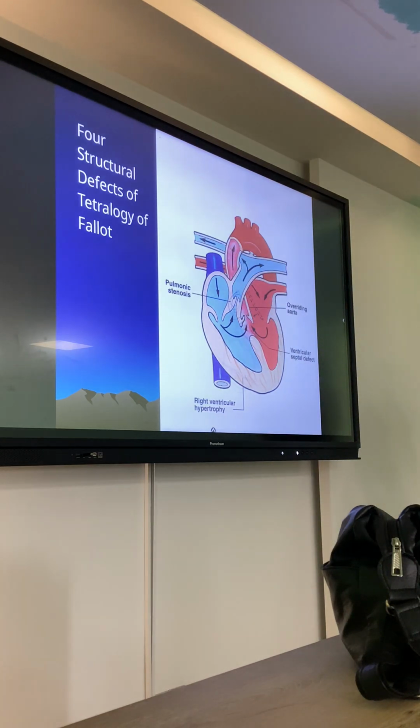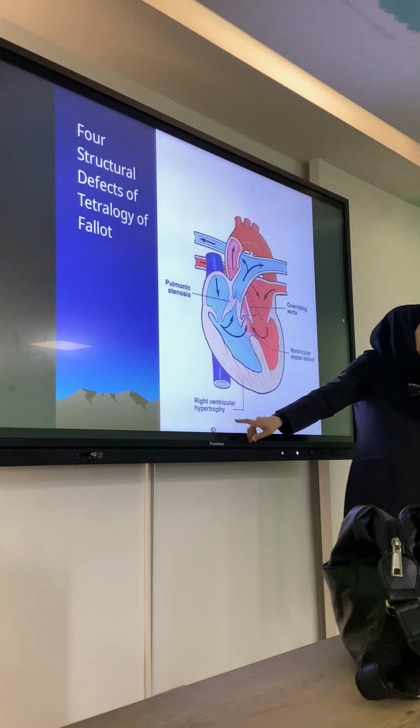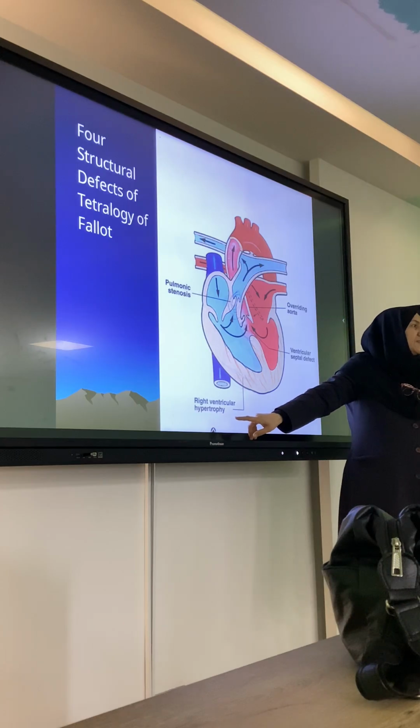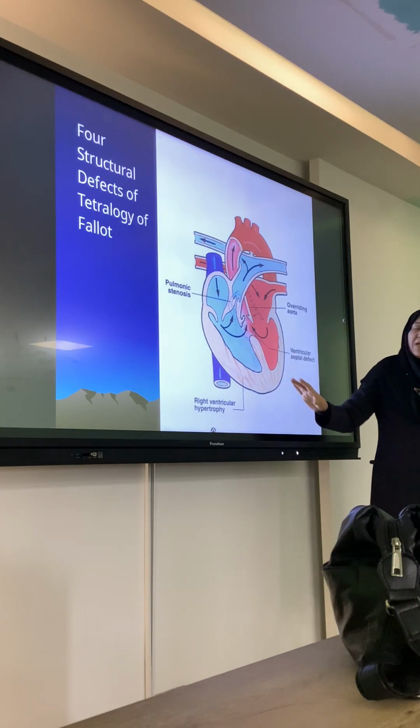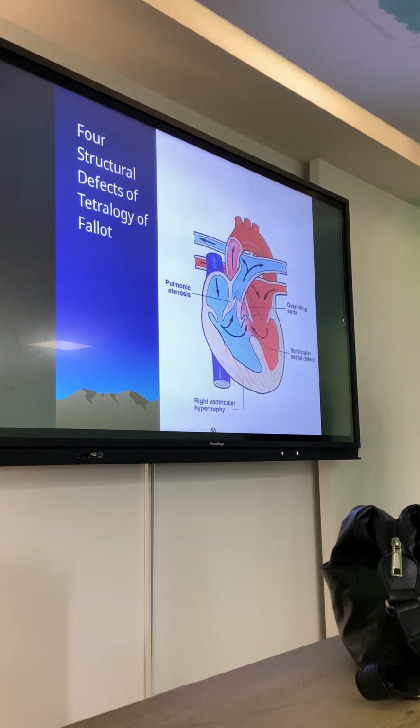The flow to the lung is increased or decreased? Decreased. That is a cyanotic disorder. Number 2, right ventricular hypertrophy, enlargement of the right ventricle. Why? Because of the narrowing from the pulmonary stenosis, so it has to work more.